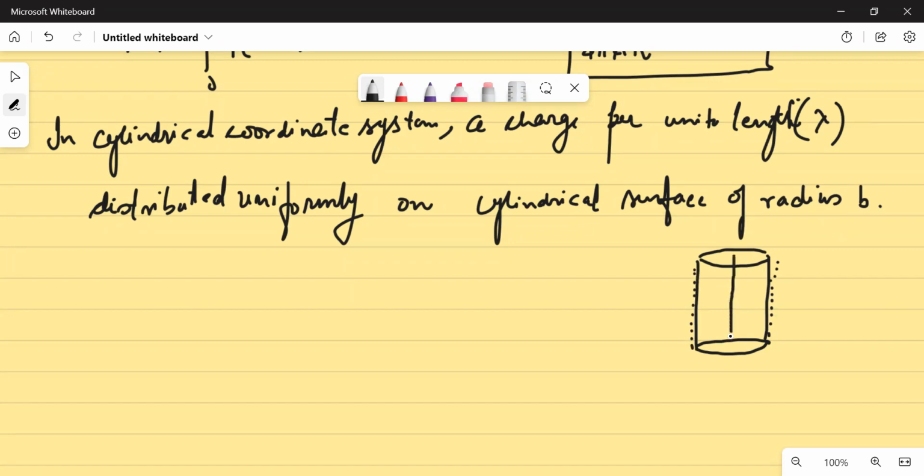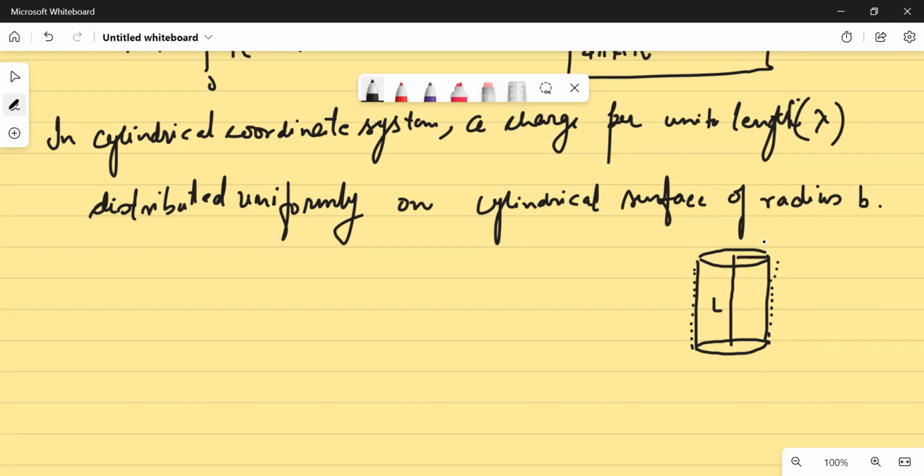And let's say its length is capital L. And if I want to find what would be the charge density per unit length, so what would be charge density per unit length? Per unit length, whatever charge is located on the surface divided by length L. Is that clear?